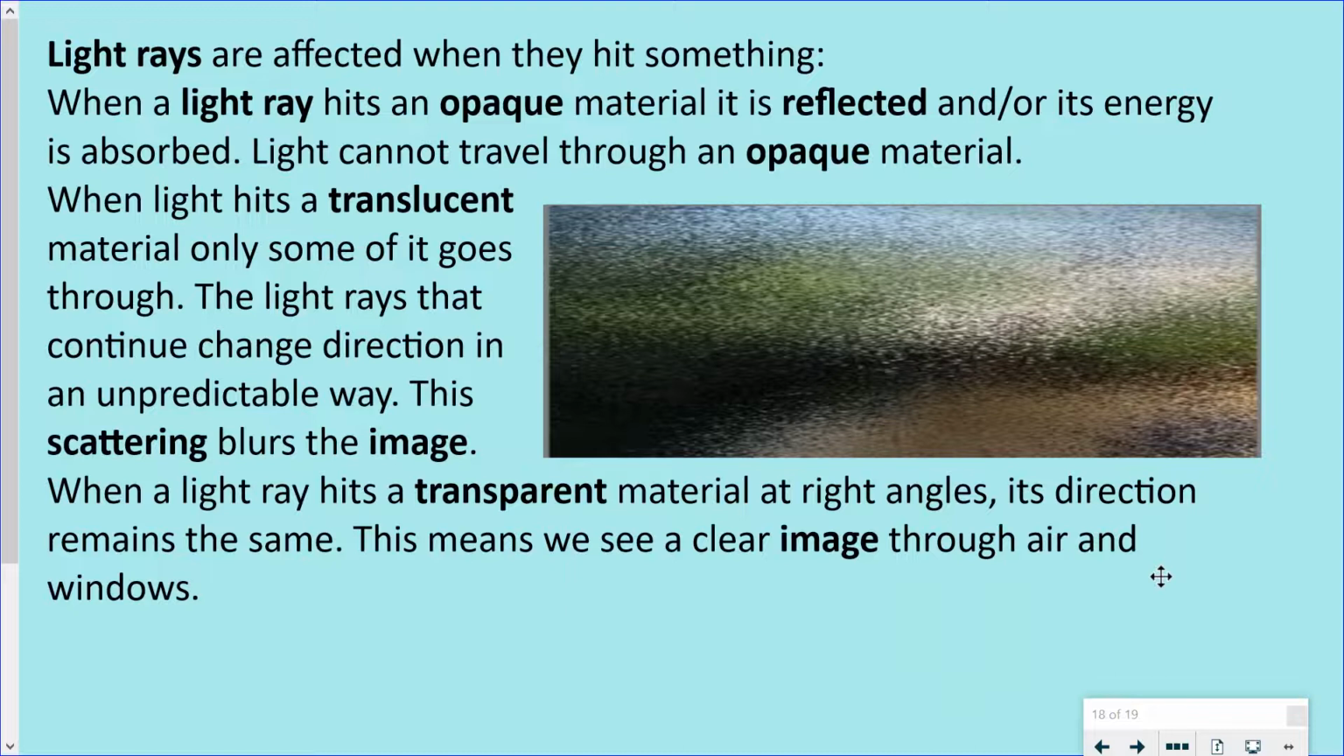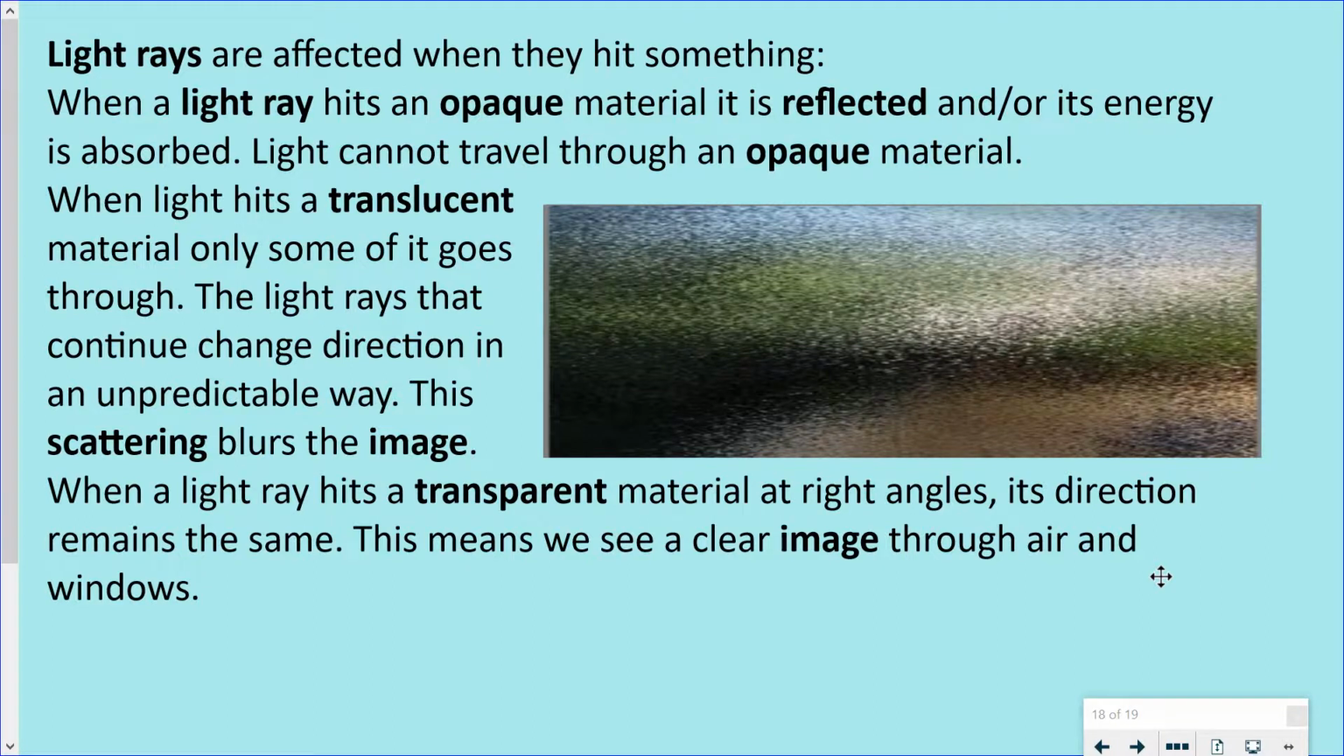So, light rays are affected when they hit something. When a light ray hits an opaque material, so in this case, we've got the piece of cutlery showing that, it is reflected and or its energy is absorbed, which means it stops. Light cannot travel through an opaque material, so the piece of cutlery would have stopped the marble. When light hits a translucent material, only some of it gets through. The light rays that continue change direction in an unpredictable way. This scattering blurs the image.